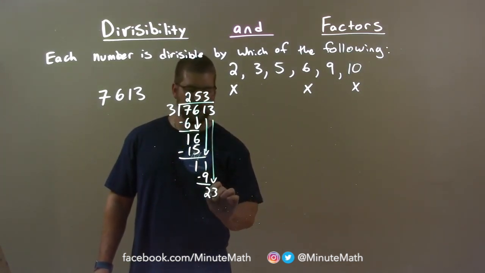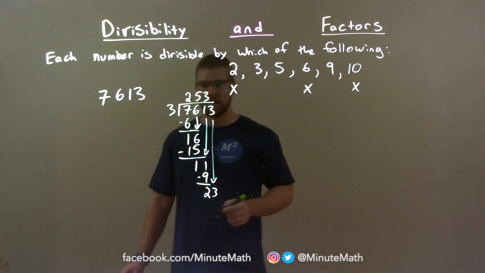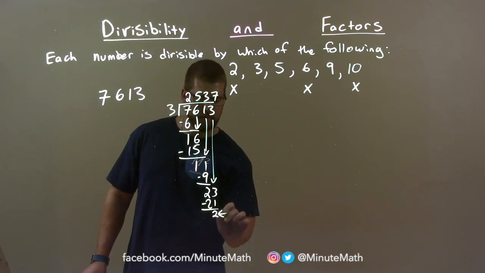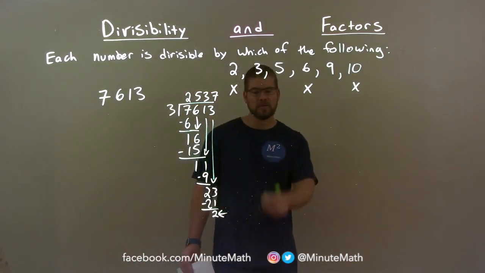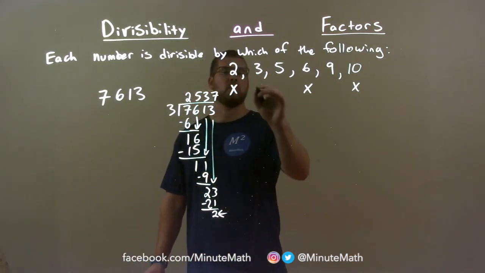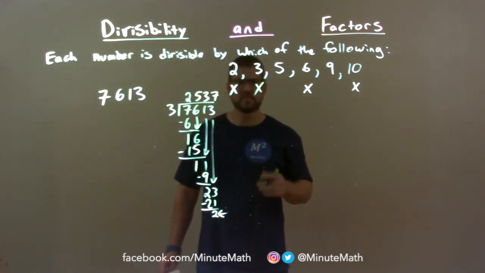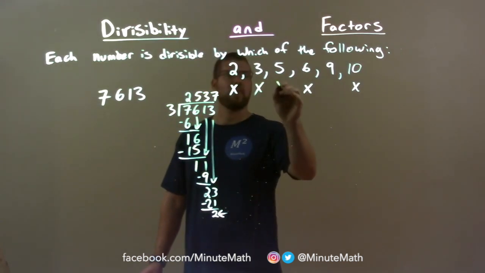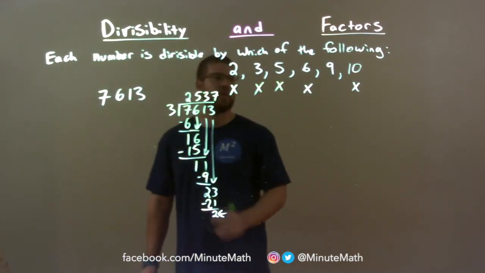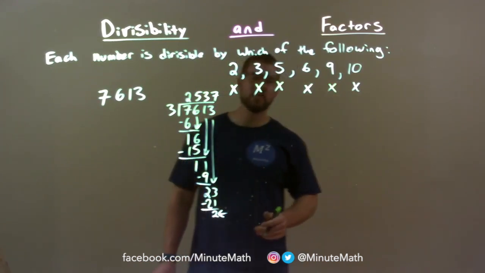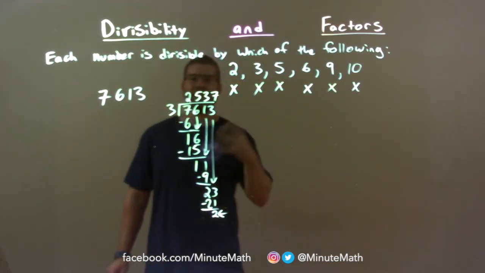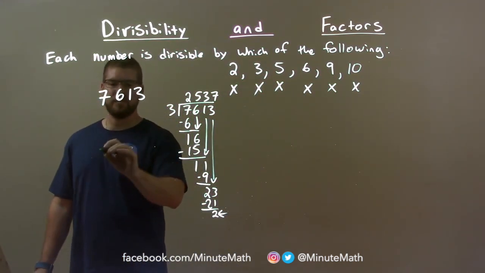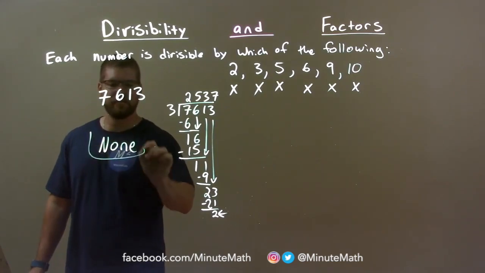Bring down this 3. 3 goes into 23. Well, 7 times. 7 times 3 is 21. And we have a remainder of 2. Since we have a remainder of 2, okay, 3 does not go in evenly. All right? Now, this number ends in a 3, which is not 0 or 5, and so 5 is out. Since 3 did not go in evenly, 9 must be out, and so here we have none. None of these numbers will work, or they go into 7,613. So we have none here.